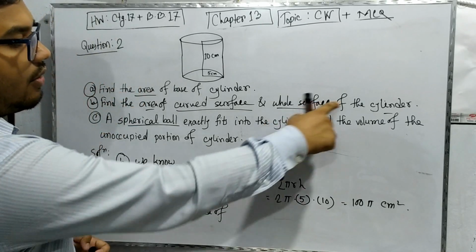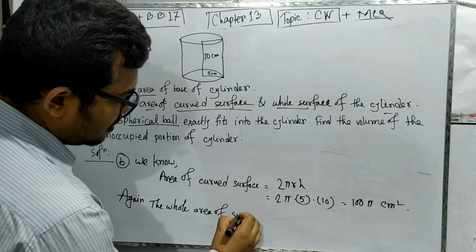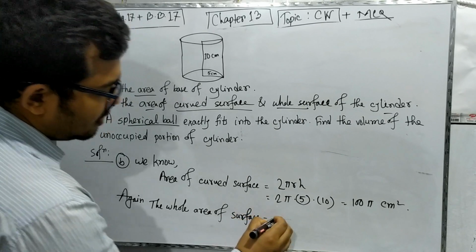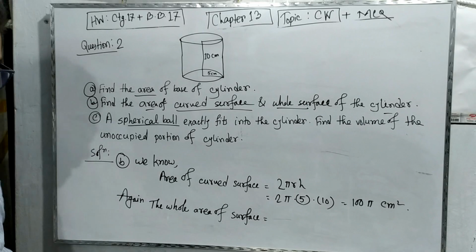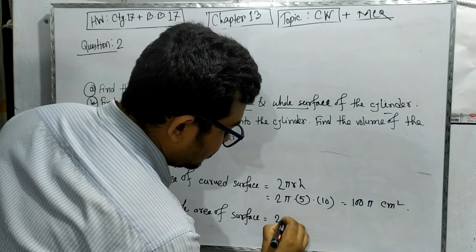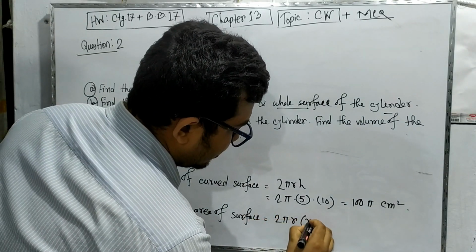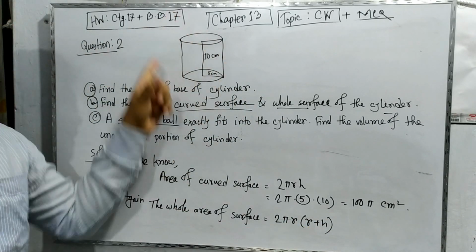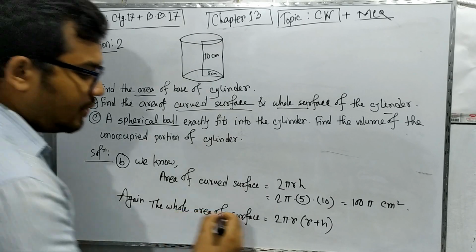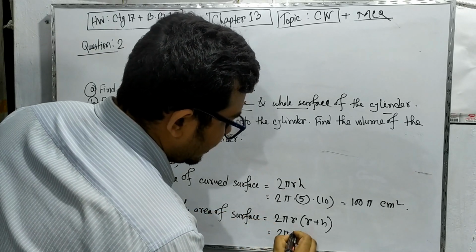The whole surface area of a cylinder will be 2 pi r into (r plus s). This is the formula to find the whole surface of the cylinder. So just putting the value here, 2 pi into r.